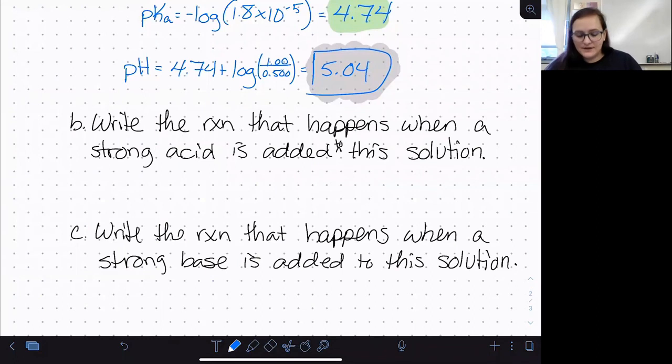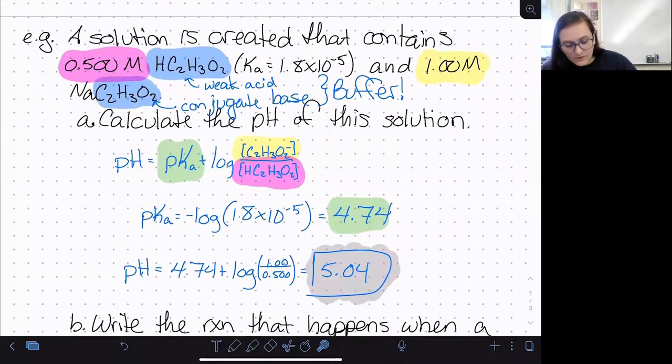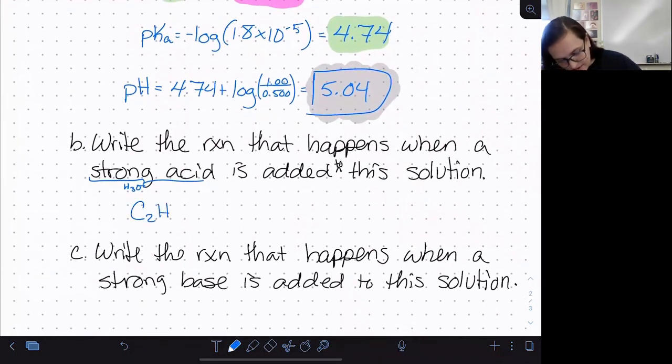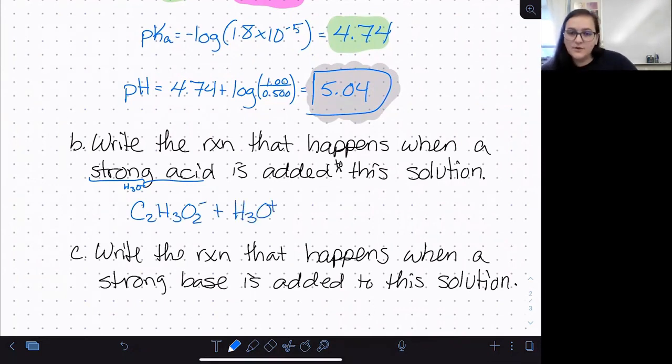So when we're adding a strong acid into our buffer solution, this is going to be represented as H3O plus. Strong acid is going to react with the base in my solution. So the base in this solution was the acetate ion. So I will want to have the acetate ion reacting with the strong acid, the hydronium, and then it's just a proton transfer that happens. So my hydronium gives a proton to the acetate ion, which turns it into acetic acid. And when hydronium loses that proton, it becomes water.